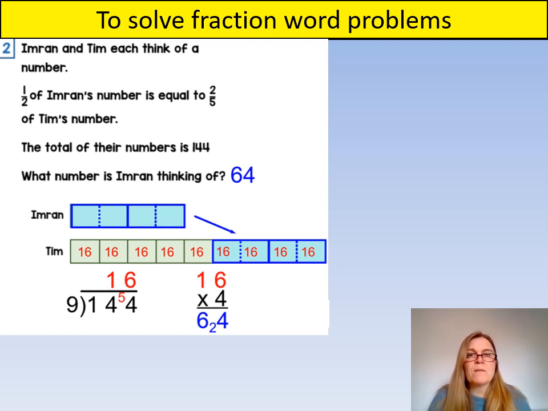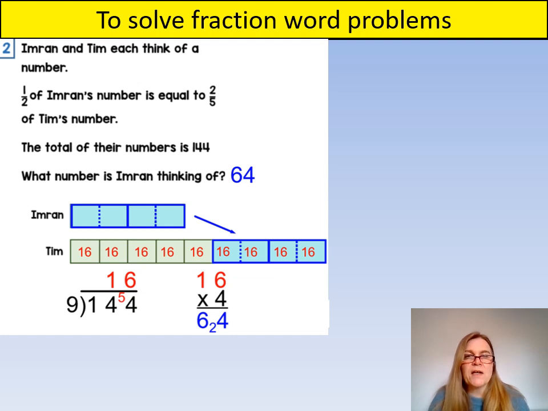Half of Imran's number is equal to 2/5 of Tim's number. Look at the bar model. Divide Imran's bar so that each half looks like 2/5 of Tim's bar. Now put the bars together to make a total 144. If you count the squares, you have 9 squares altogether. So divide the total 144 by 9.